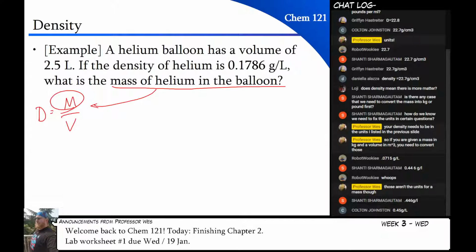So I see a bunch of numbers, and they're similar enough, so I think people are on the right track. But the units that you're giving me are not masses. What are the units of mass?